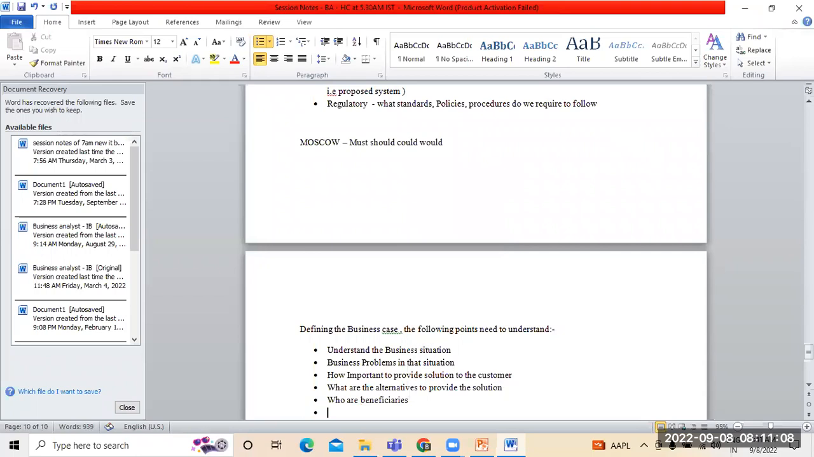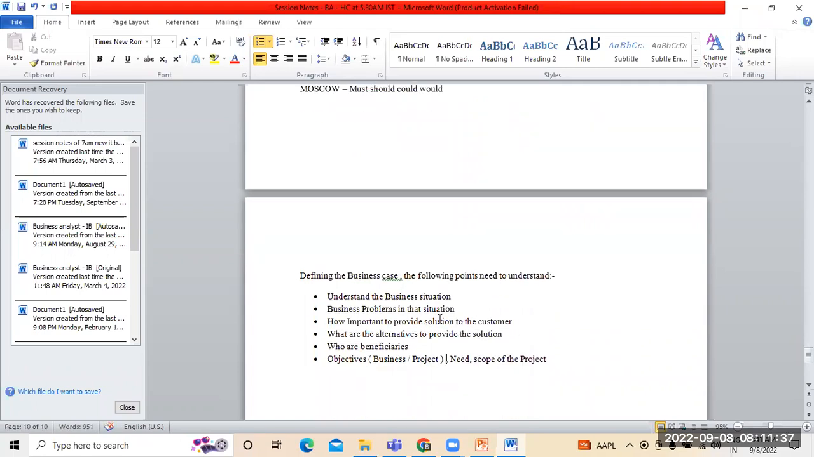So, followed by this, of course, these are common, right? So, objectives, need, scope of the project, right? These are the basic things. Again, these objectives we divide into business and project objectives, you know it, followed by assessing the business need, scope of the project. So when you are defining any business case for any customer requirements, first of all, you need to understand the business situation.